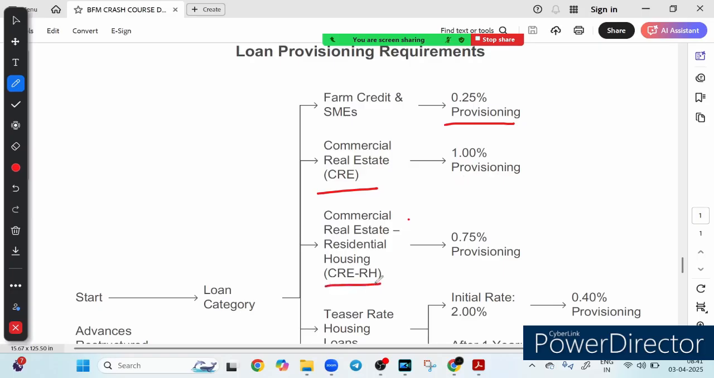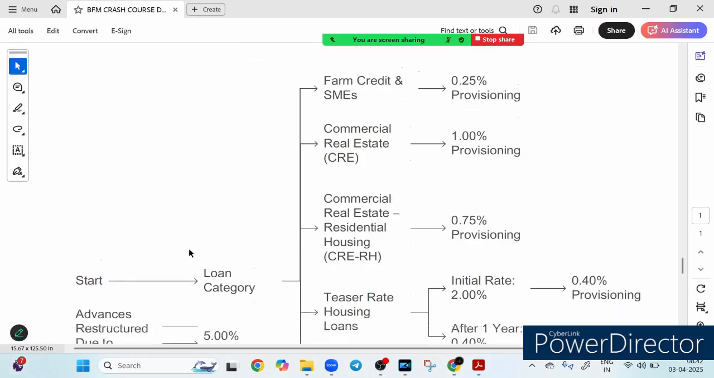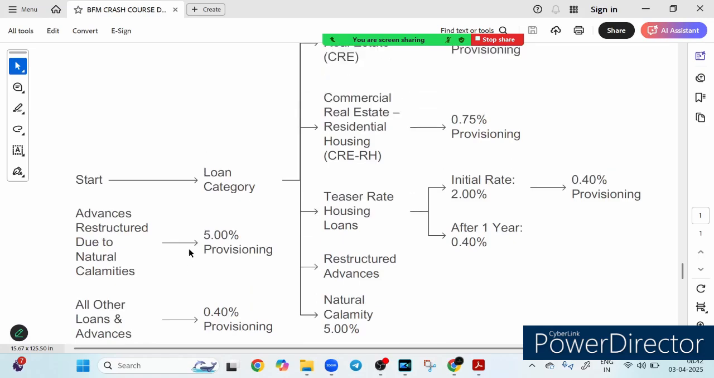If we have the commercial real estate residential housing sector, then it is slightly lower provisioning, 0.75%, as these loans are generally more stable than commercial real estate projects. Then we have something called teaser rate housing loans. You should remember all this provisioning, very, very important. A teaser rate housing loan is an attractive loan with an initial low interest rate that later increases after 10 years. Due to the potential for default after the initial period, this loan requires initially 2% provisioning. After 1 year, the risk reduces, and the provisioning is just 0.40%.